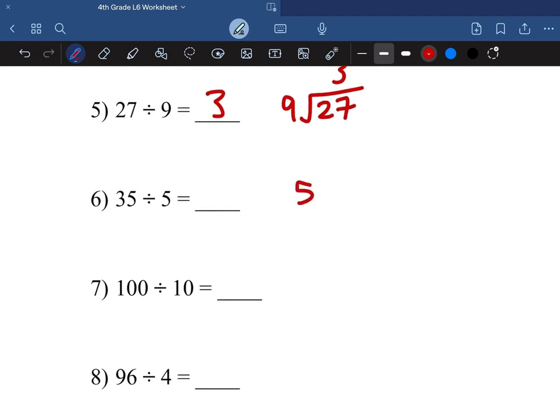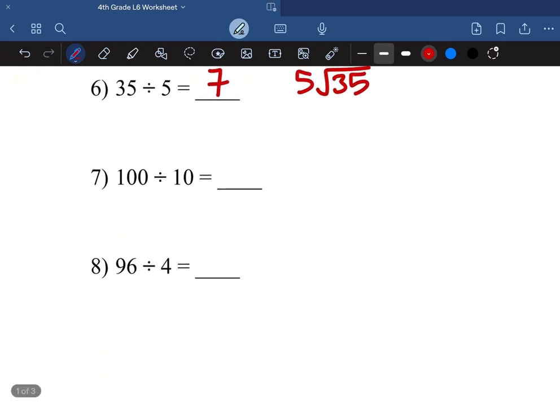Number 6, 35 divided by 5. So 5 goes into 3 0 times, so we just leave it blank. 5 goes into 35 7 times, because 5 times 7 is 35, so the answer for number 6 is 7. Number 7, 100 divided by 10. So here we're trying to find out 10 times what number is equal to 100. If you know your multiplication tables, this will be kind of easy. 10 times the number itself, so 10 times 10 is equal to 100. So number 7 is 10.